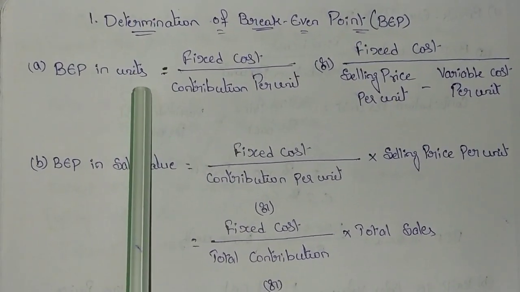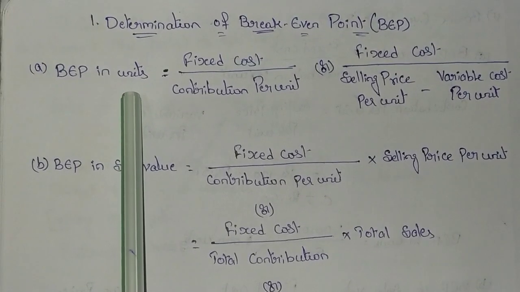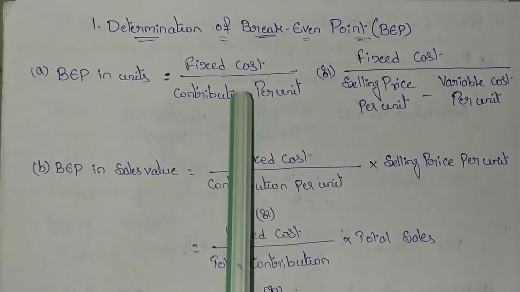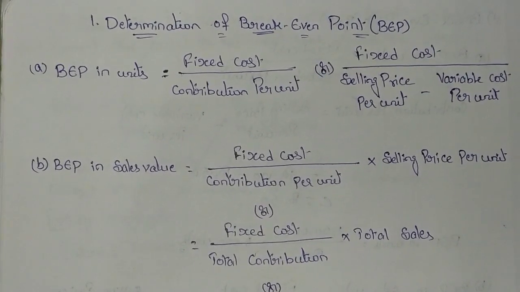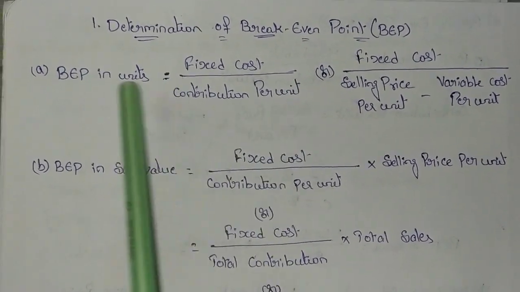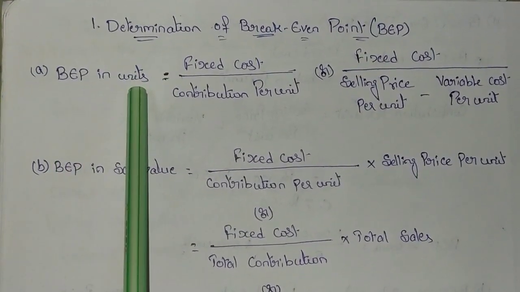So the formula for break-even point in units is fixed cost divided by contribution per unit. Meaning, whatever the total fixed cost is, if the fixed cost is divided by the contribution per unit, you will get the break-even point in units.